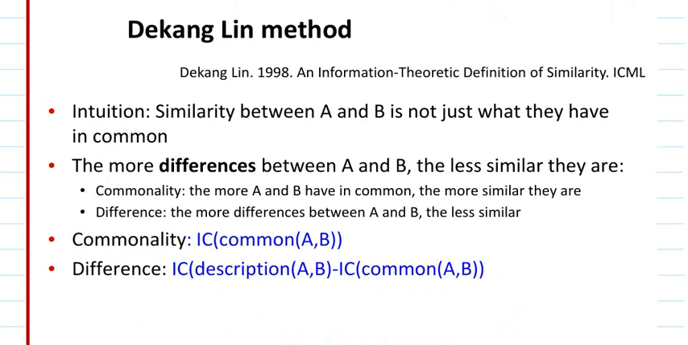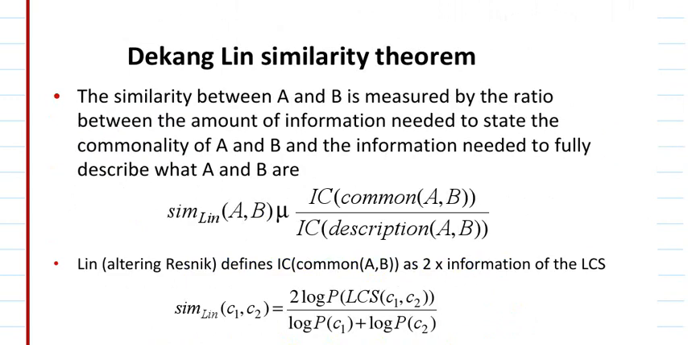So he defined the commonality, which is the information content of what is common between A and B, and he also defined the difference. The difference between A and B is the information content of the description of A and B minus the information content of what is common between A and B, right?